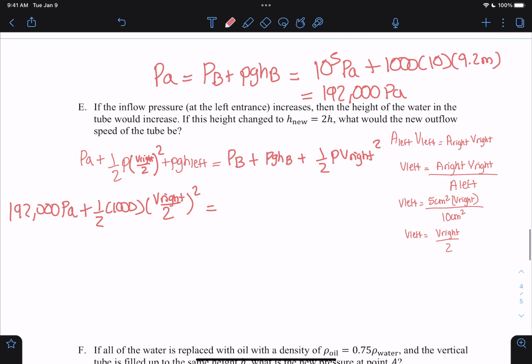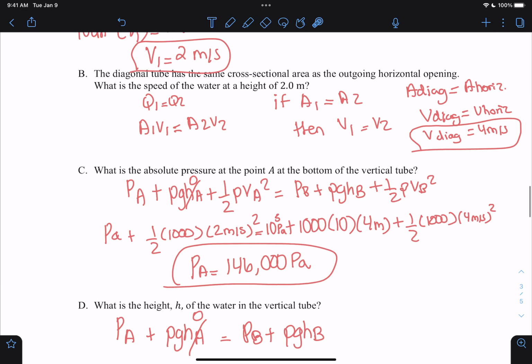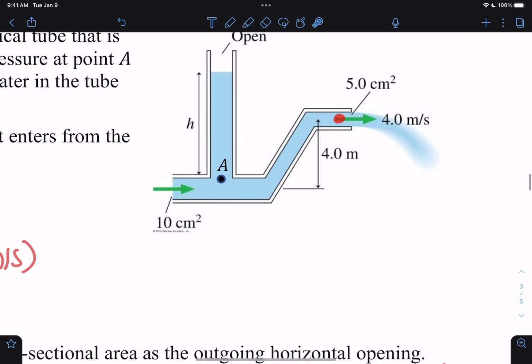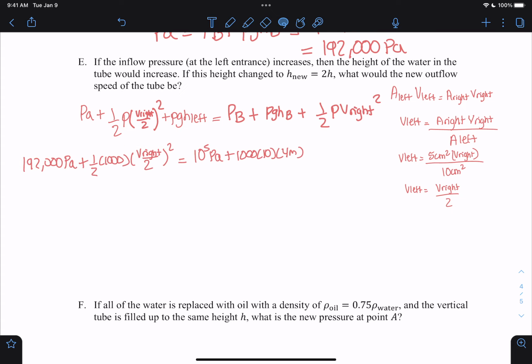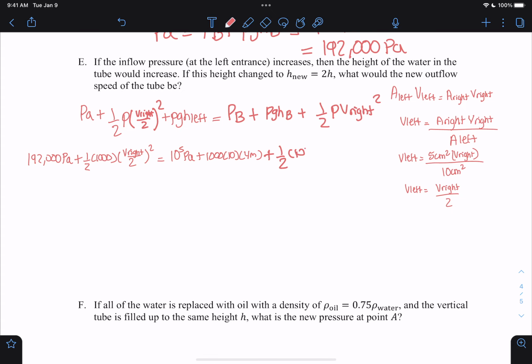Now, point B here, we said that it's in contact with the atmosphere. So that should be an easy 10 to the 5th pascals there. Rho GHB, we said that's 1,000 times 10 times a height of 4 meters, right? That was the height of that diagonal tube. And then that's plus 1/2 times 1,000 times V right squared.